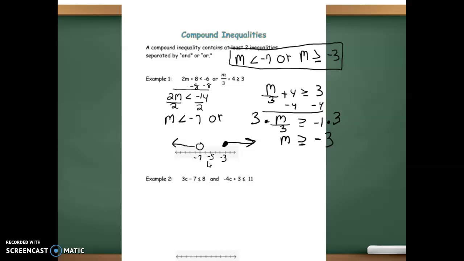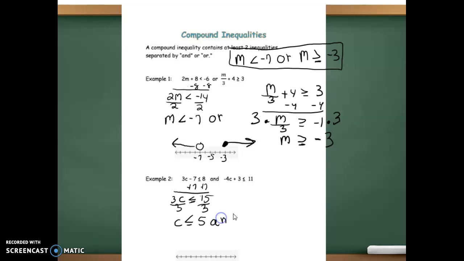Okay, now an AND one is going to look a little different, all right? So again, let's just take these separately. Okay, so I have 3c is less than or equal to, I had to add 7, right? So 8 and 7 would be 15. Divide by 3, right? So c is going to be less than or equal to 5.